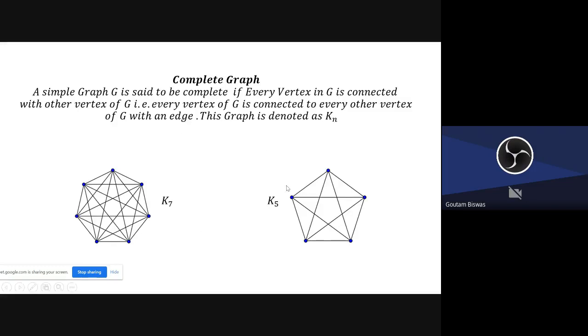Next, complete graph. A simple graph G is said to be complete. Now remember this word complete. If every vertex in G is connected with every other vertex of G, that means this vertex is connected with all the other vertices, similarly this one, all the vertices are connected with the other vertices, then it is called a complete graph. This is called K7, and it is denoted by Kn, where n is the number of vertices. This is K5. That's very easy to remember.